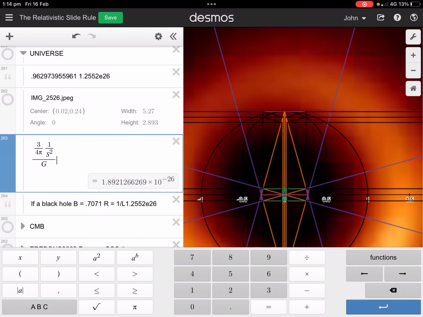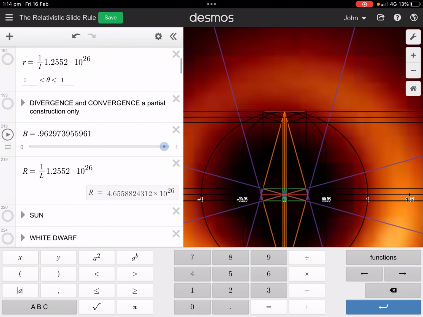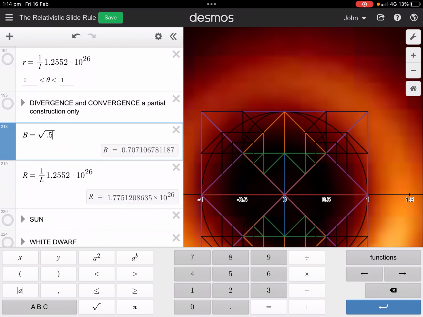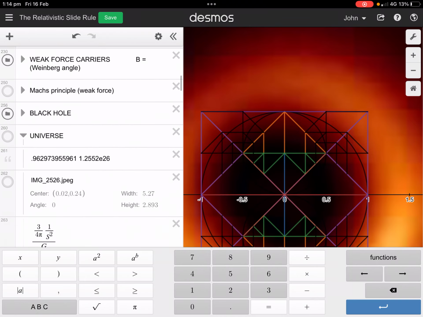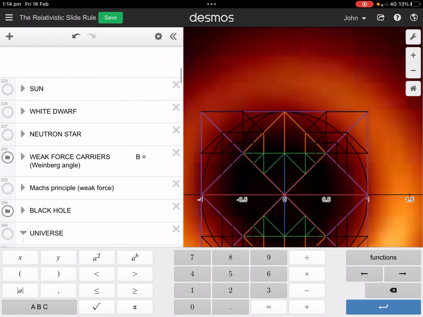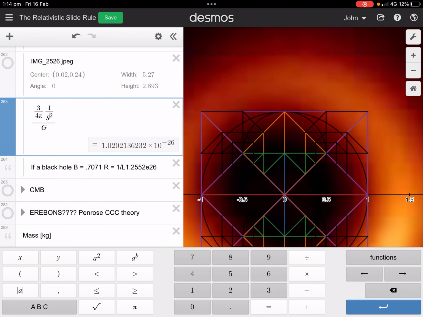Now what if it was a black hole? Square root of 0.5. Same radius. A black hole with the radius of the universe. What would its density be? Better use a little less here because that's cool. Yeah, see, its density would be about the same, a bit less.